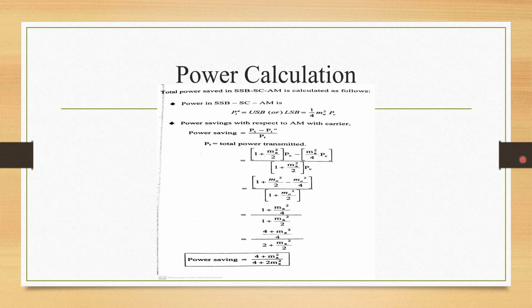If ma is equal to 1, what will be the power saved? When the modulation index is 1, your power saving is 83.33%. So you are saving more compared to AM.